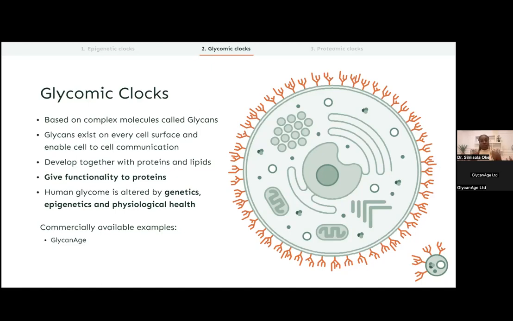When we think about the commercially available examples, GlycanAge is, as far as we're aware, the only commercially available glycomic clock. And so that's obviously very useful, because it means that we have a huge amount of research and information on glycomic clocks.